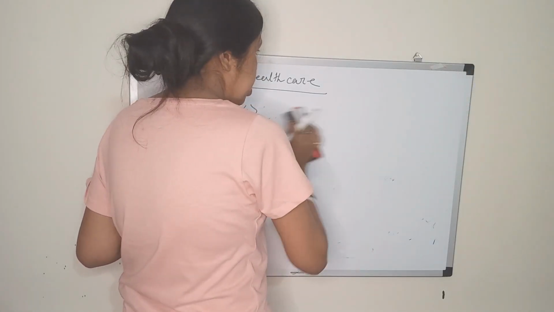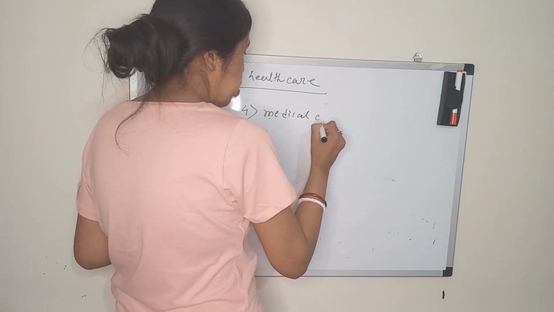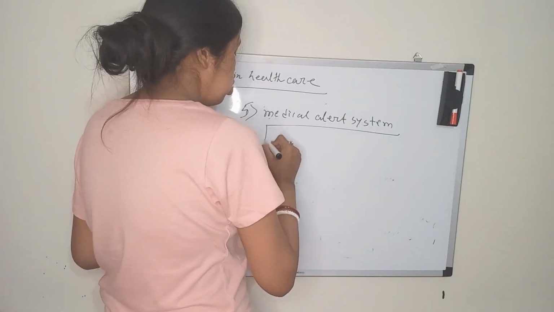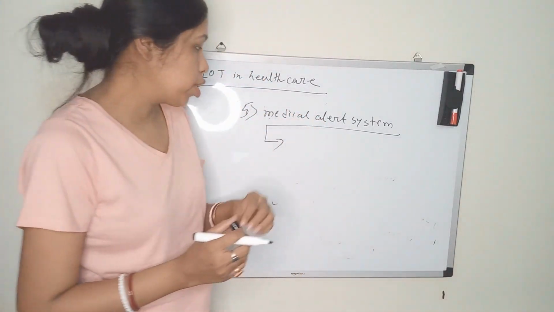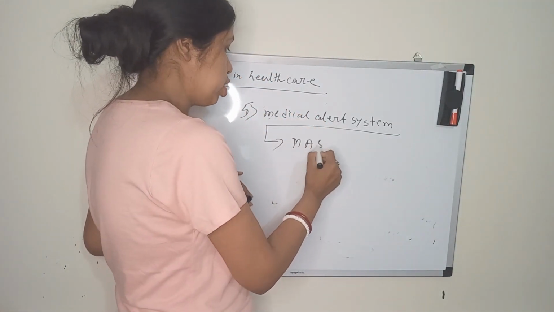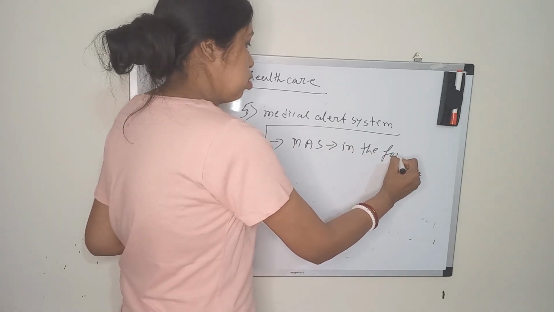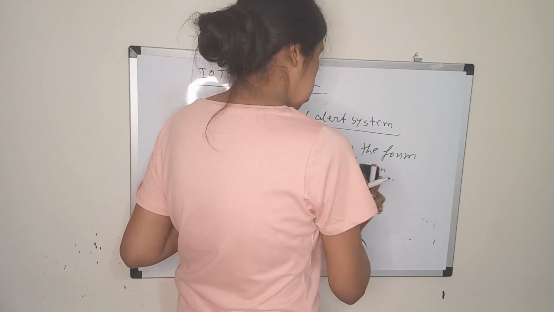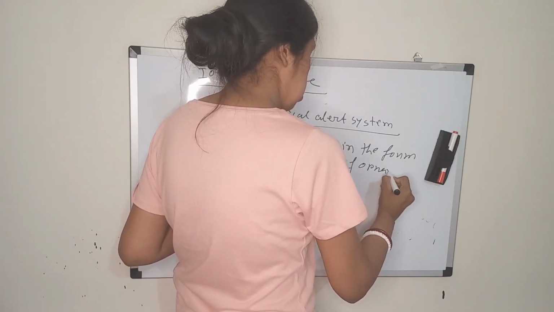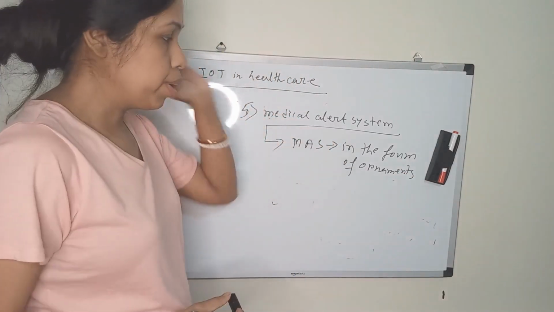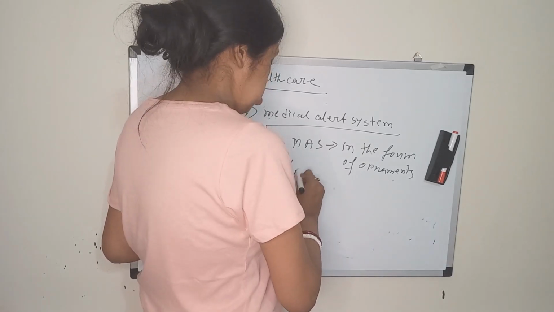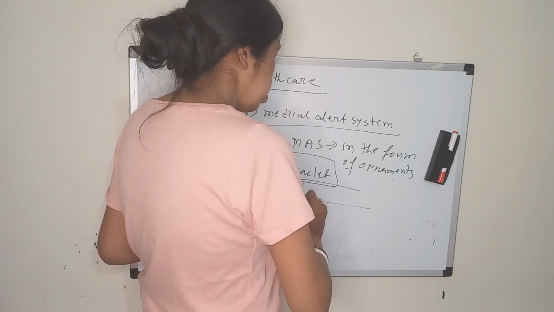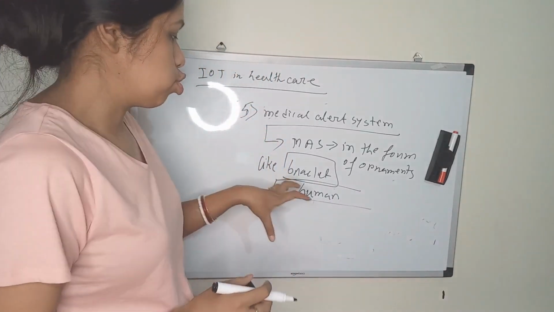Okay, next is the medical alert system. Such a device is like an ornament or jewelry. You can put the medical alert system in the form of an ornament, like a bracelet. This will be placed on the human like a bracelet.